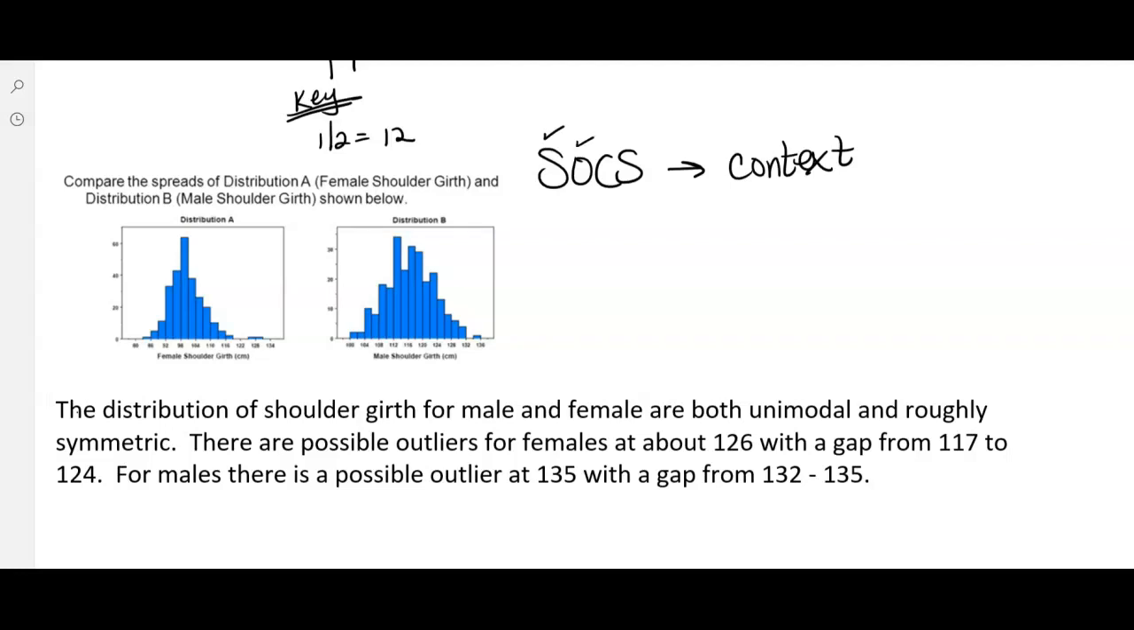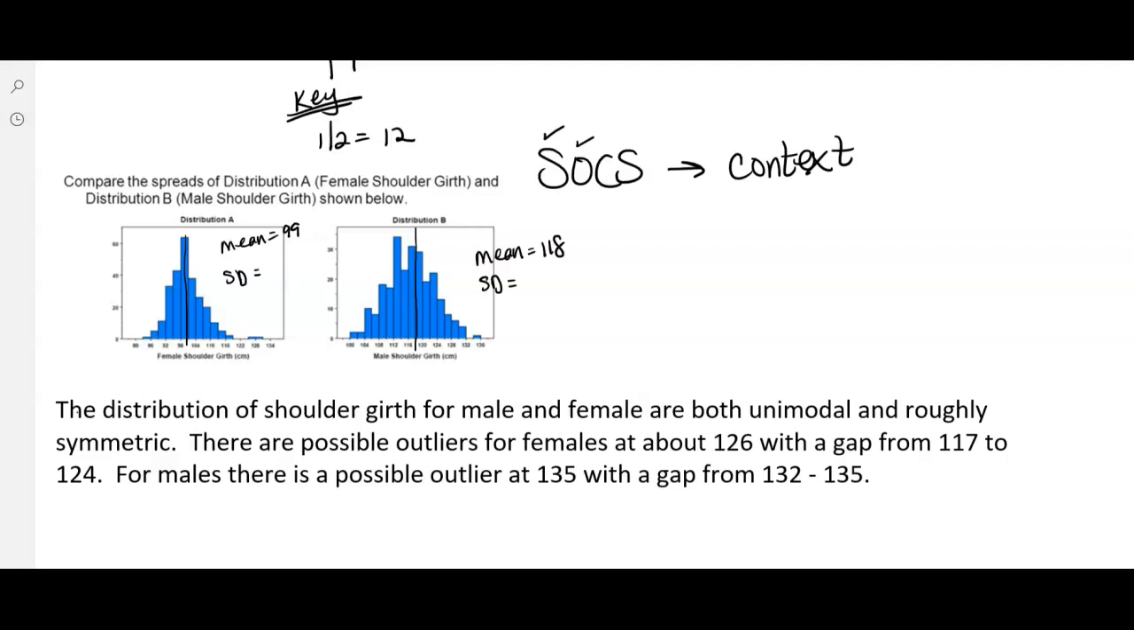Now I need to talk about spread. Now, we're going to say these are both roughly symmetric, and so symmetric would mean it's kind of in the middle. So I think mine right here, I think my mean is at about 118. And right here, I think my mean is at about 99. Okay. And then let's talk about spread. So spread, we're going to use standard deviation.